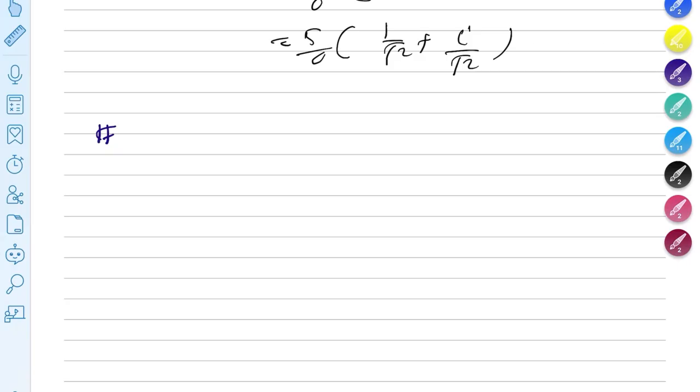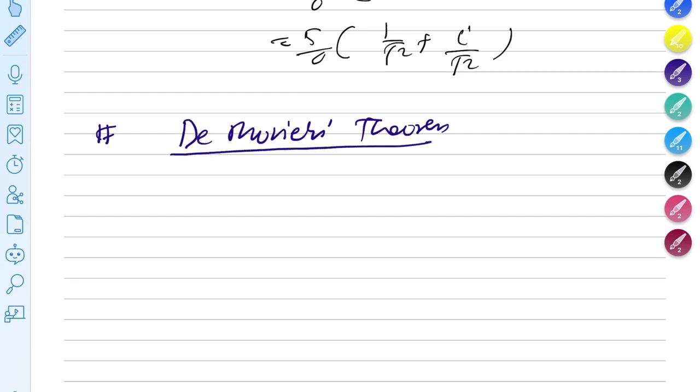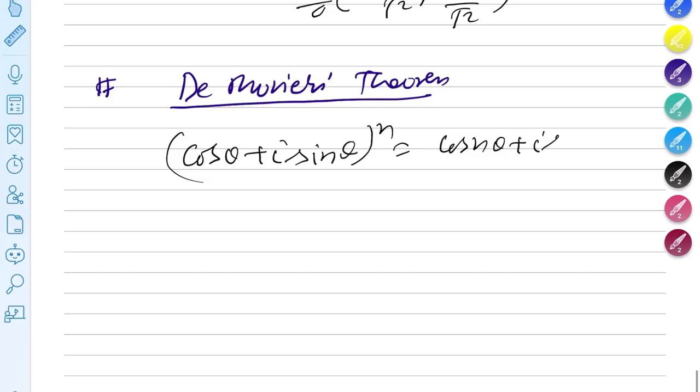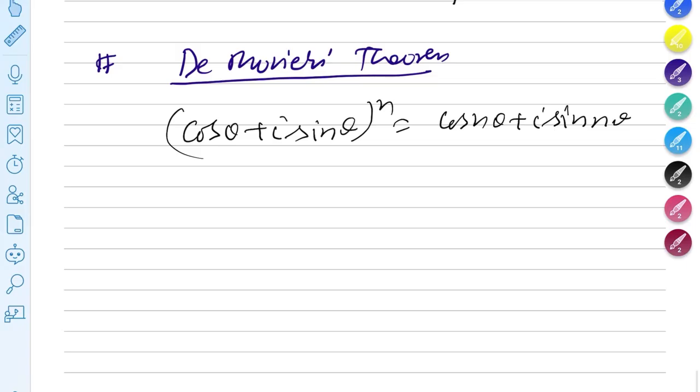By the way, one tool is de Moivre's theorem. We'll see it in detail, but this Euler form can also be used to easily derive de Moivre's theorem. What is de Moivre's theorem? De Moivre's theorem says that (cos theta plus i sin theta) to the power n is cos n theta plus i sin n theta.